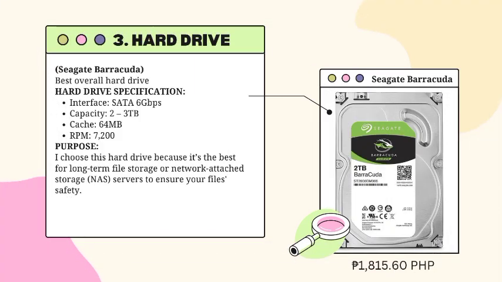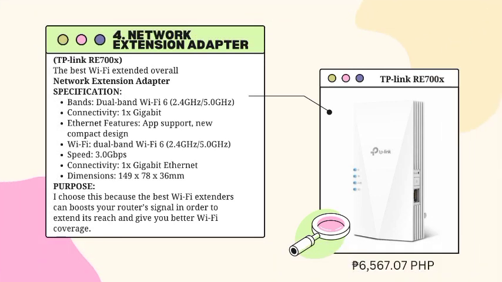Here is number three, the hard drive. The brand I choose is the Seagate Barracuda. It is the best overall hard drive also. Here is the hard drive specification. I chose this hard drive because it's the best for long-term file storage or network attached storage on NAS servers to ensure your file safety. It is a high-spec hard drive, with a price of 1,815.60 pesos.